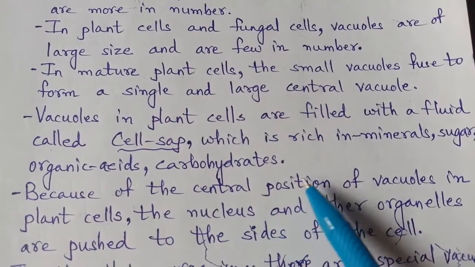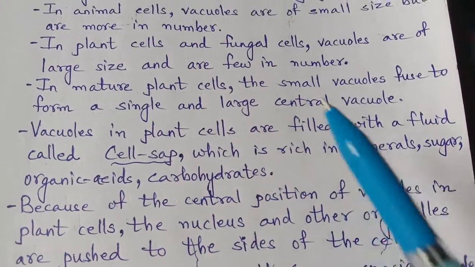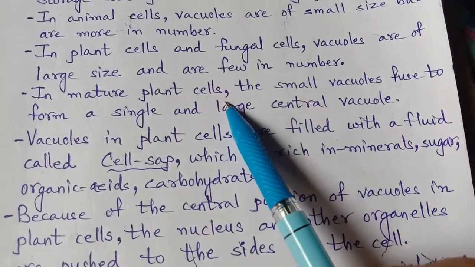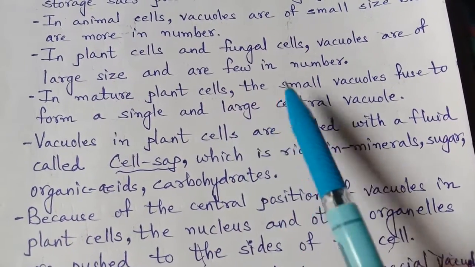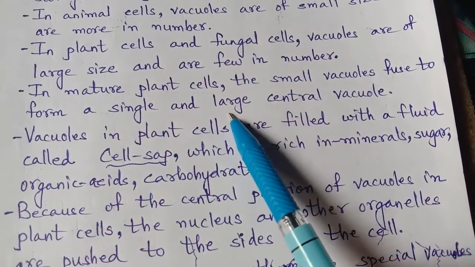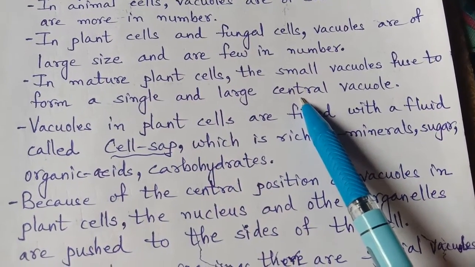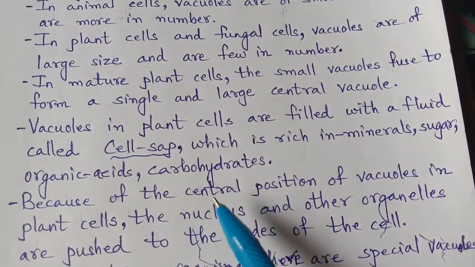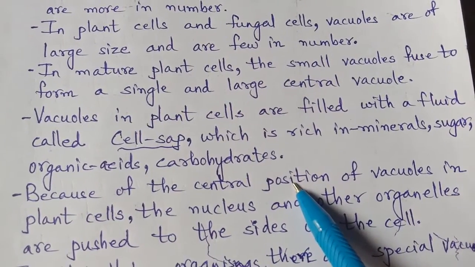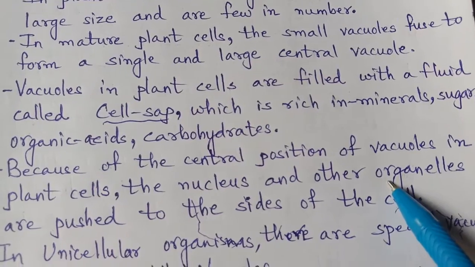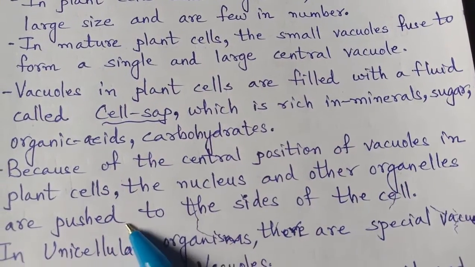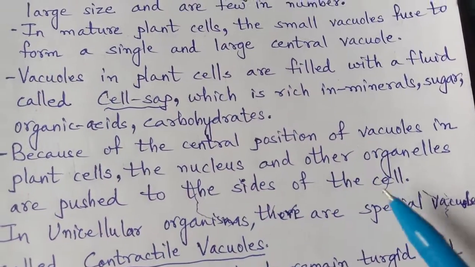Because of the central position of vacuoles, as I have explained here, that in mature plants small vacuoles fuse with each other and become a single large vacuole in a central position. So because of the central position of vacuoles in plant cells, the nucleus and other organelles in the plant cells are pushed to the side of the cell.